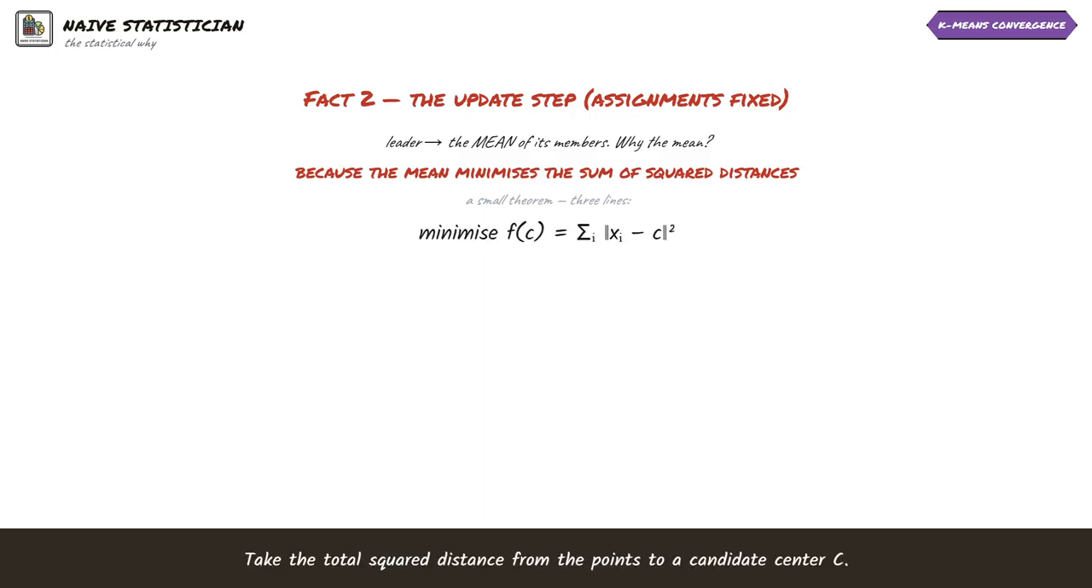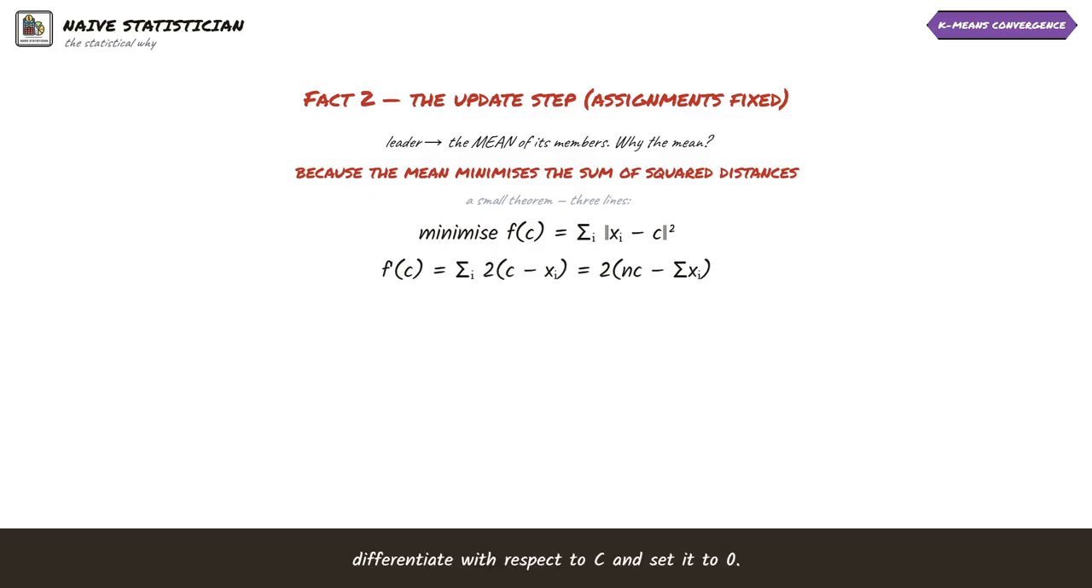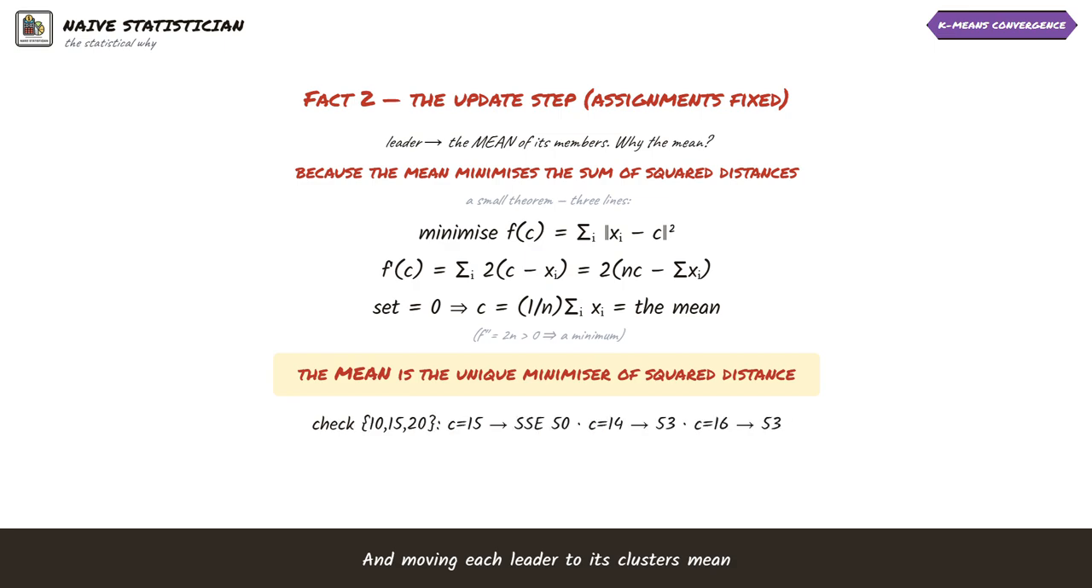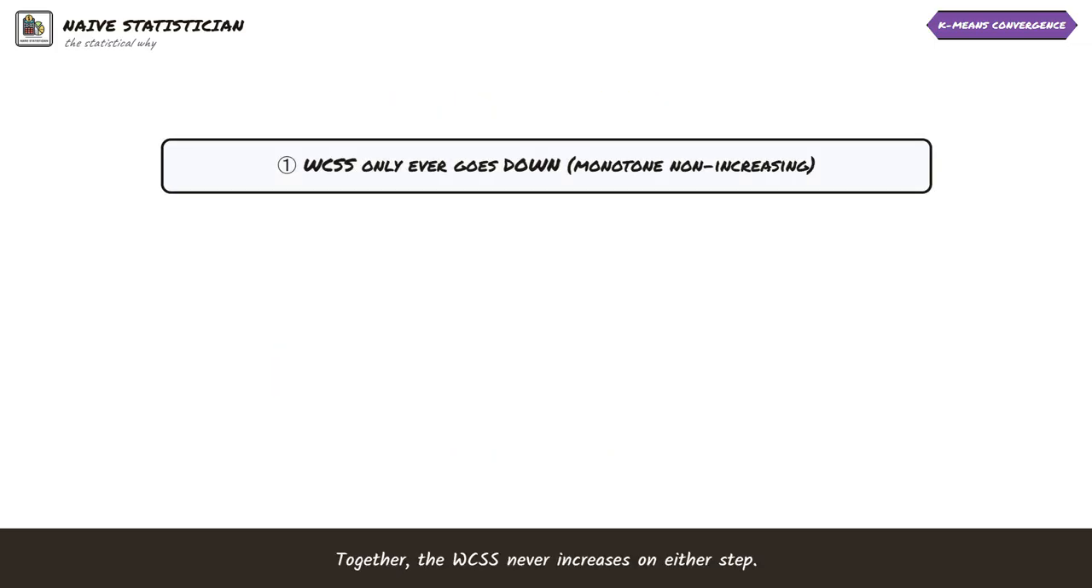Take the total square distance from the points to a candidate center C. Differentiate with respect to C and set it to 0. The derivative is twice the sum of C minus each point, which vanishes exactly when C is the average of the points. So the mean is the unique minimizer, and moving each leader to its cluster's mean drives the WCSS as low as that assignment allows. It cannot raise it. Together, the WCSS never increases on either step.